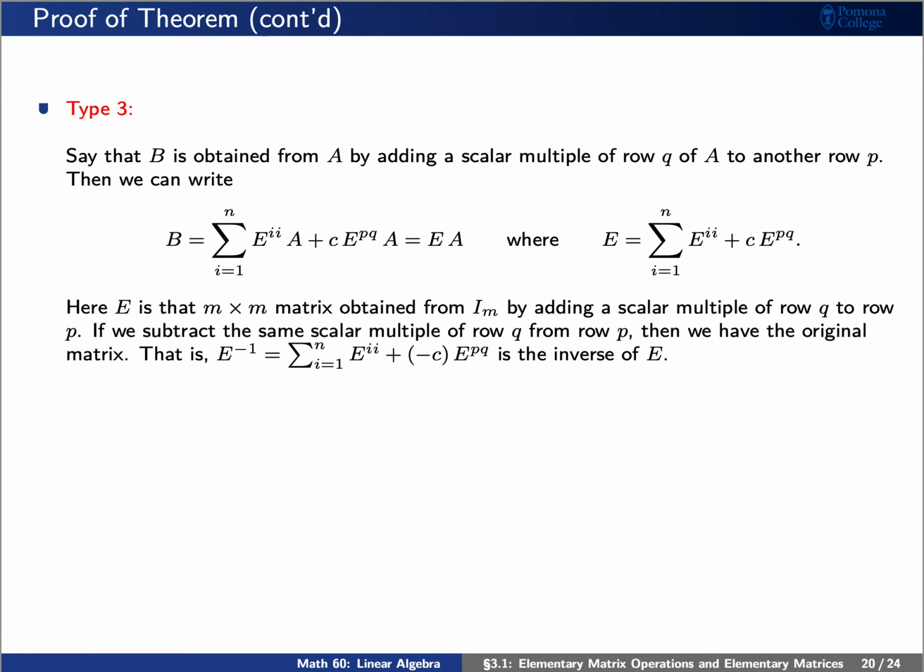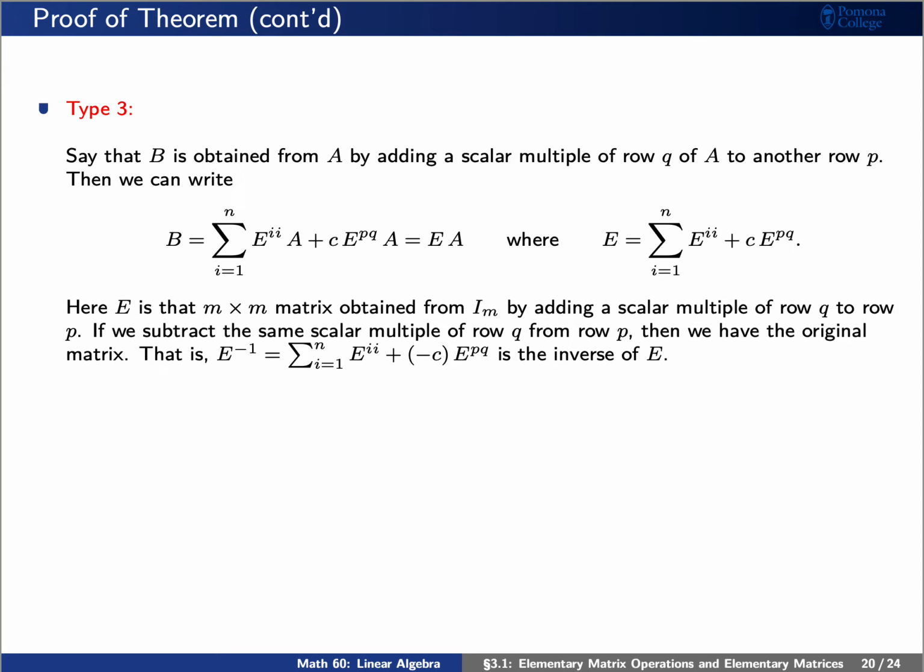Finally, let's discuss type 3. These will be adding one multiple of a row to another. Let's say that B is obtained from A by adding a scalar multiple of row Q to another row P. Here, we're going to replace row P with a scalar multiple of row Q. So we're going to simply add C times EPQ times A. Factoring, we then see this elementary matrix E.